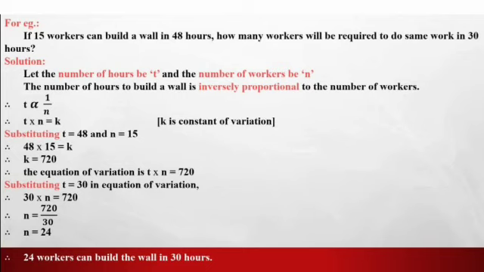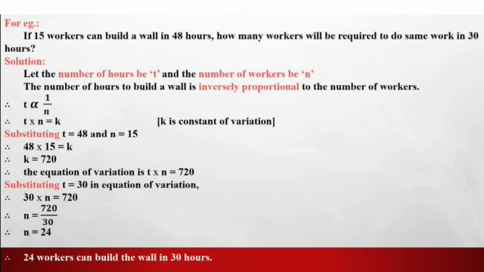Now you are going to substitute T. The time taken to build that wall is 48. Yes. So T is equal to 48 and the number of workers is 15. Yes. So N is 15. So T into N is equal to K. T is 48 into N is 15. So 48 into 15 is equal to K. When you multiply, K is equal to 720. That is your constant. So the equation T into N is equal to 720.